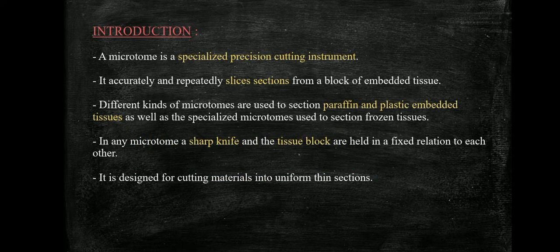Introduction. A microtome is a specialized precision cutting instrument. It accurately and repeatedly slices sections from a block of embedded tissue. Different kinds of microtomes are used to section paraffin and plastic embedded tissues, as well as the specialized microtomes used to section frozen tissues. In any microtome, a sharp knife and the tissue block are held in a fixed relation to each other. It is designed for cutting materials into uniform thin sections.